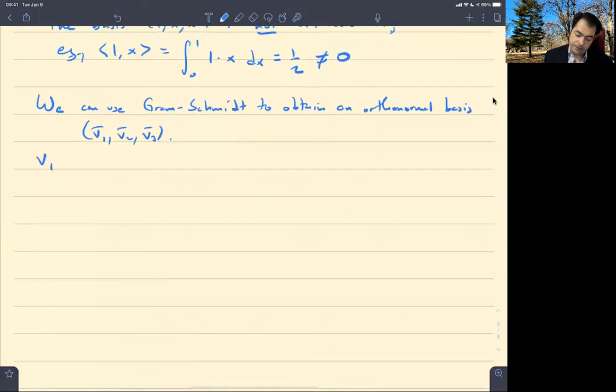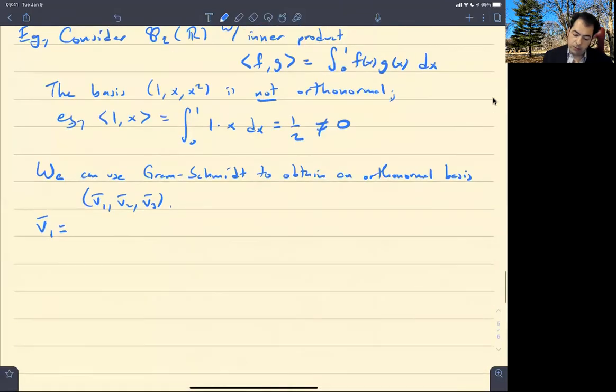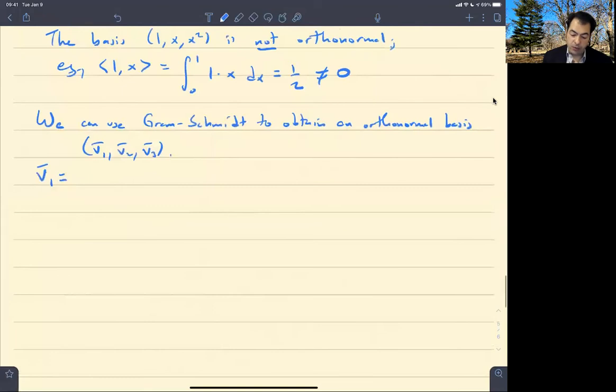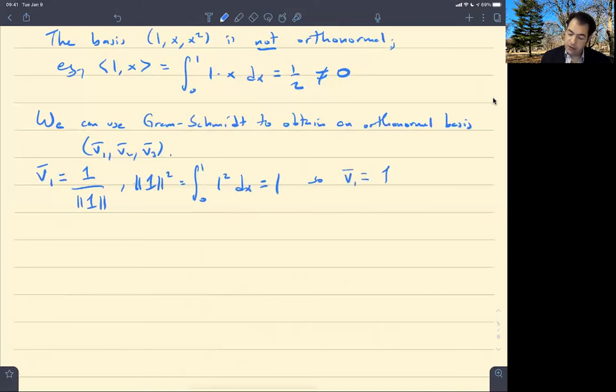V1 is just going to be U1. These would be U1, U2, U3. So U1 divided by the norm of U1. Here that's 1 divided by the norm of 1. Now the norm of 1 squared is the integral between 0 and 1 of 1 times 1, so 1 squared dx, and that's equal to 1. So we already had a unit vector. When I divide by 1, nothing happens. So V1 is just the polynomial 1.